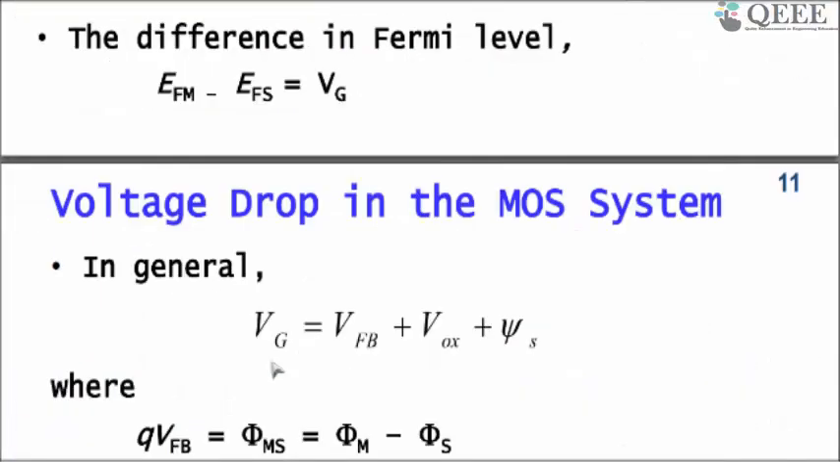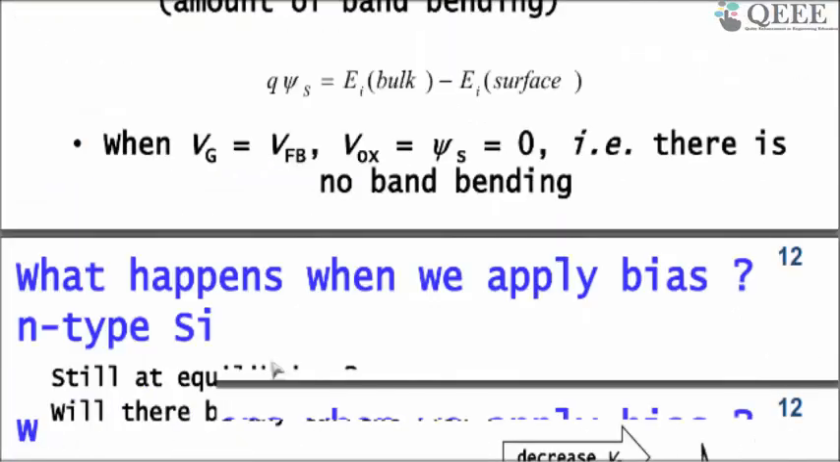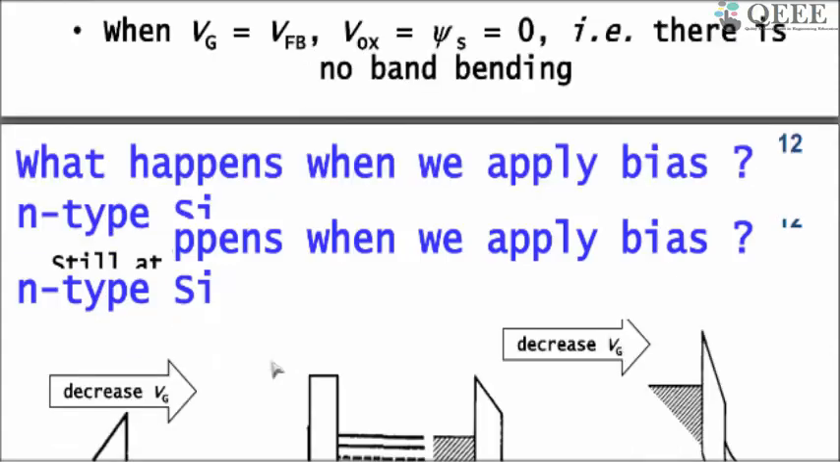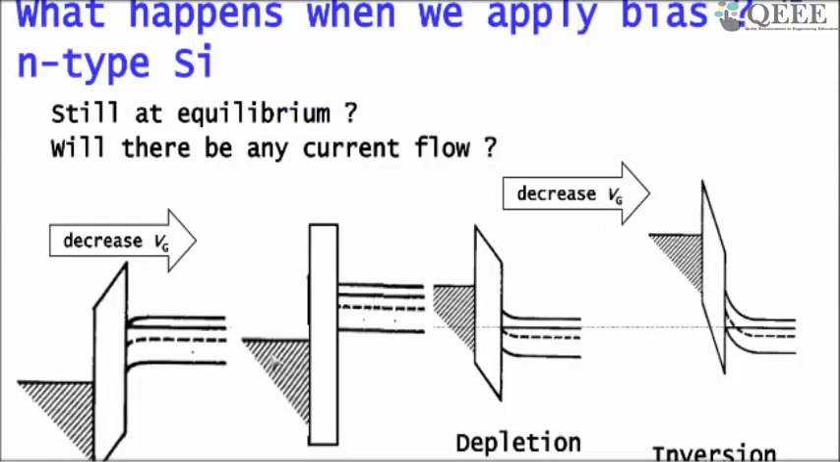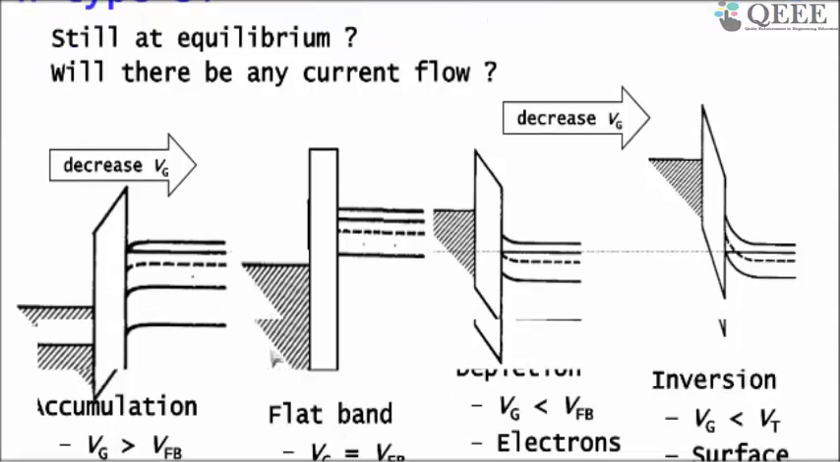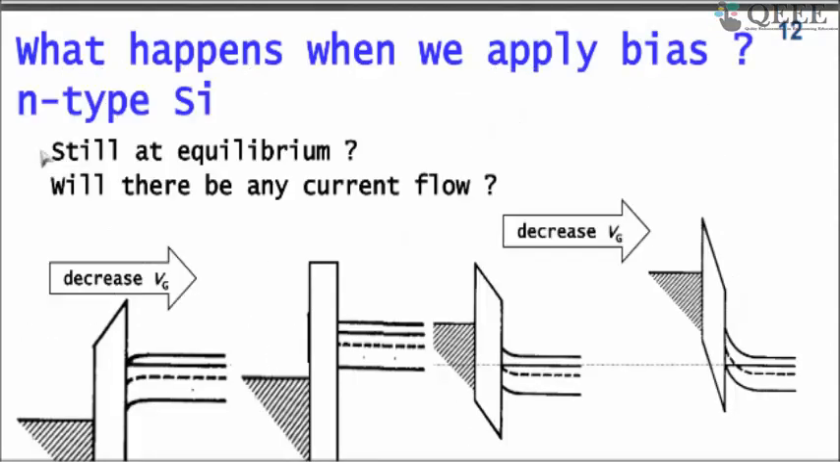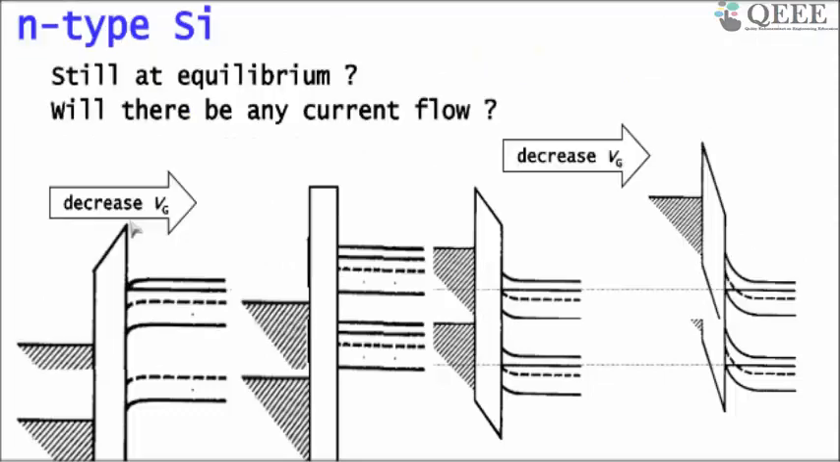Now let us see what happens when you apply a bias. What we are going to do is vary the bias all the way from negative, minus V, to plus V. So we again start with an n-type semiconductor.